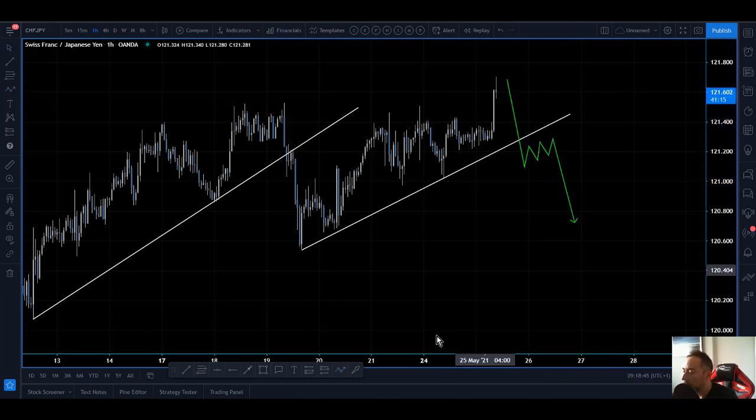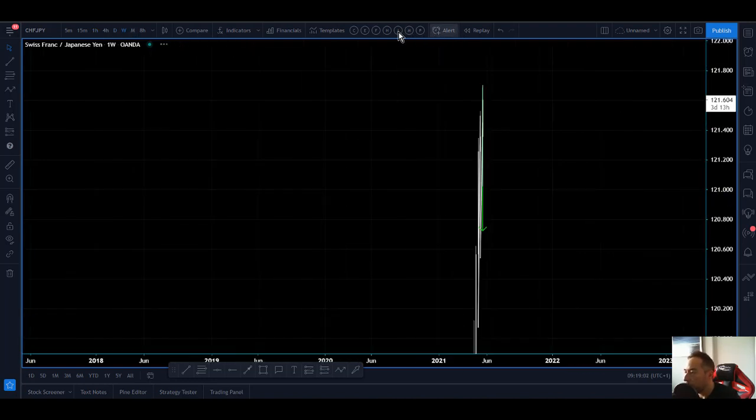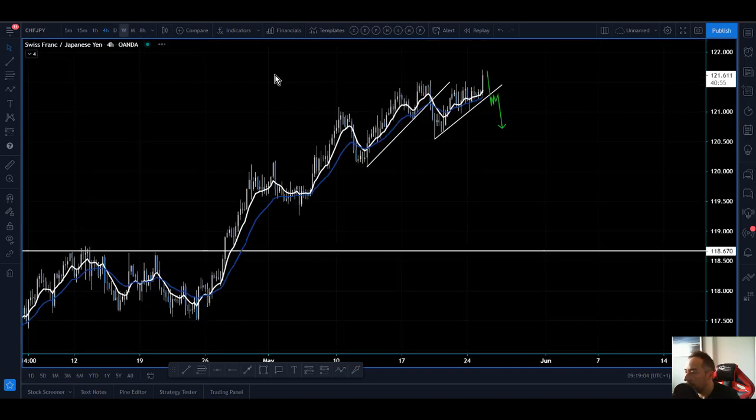Now we might get something like this, which is called a flag pattern. We don't know what the correction is going to look like, but we're going to look for price to have an hourly close below the trend line, look for a correction or consolidation, look for sellers to come in and get into the sell. And one of these sells potentially is the one that pulls back into the weekly 8 moving average.